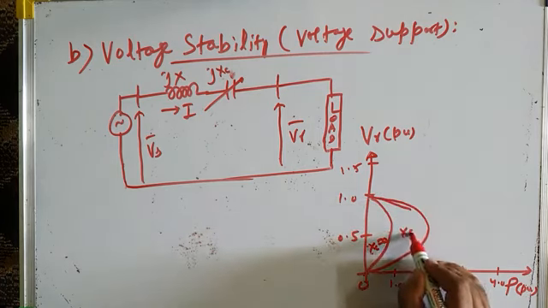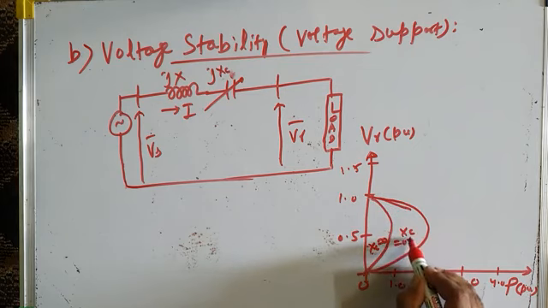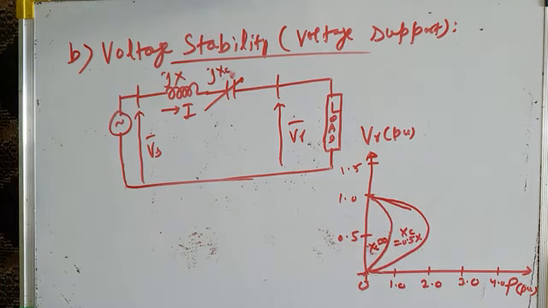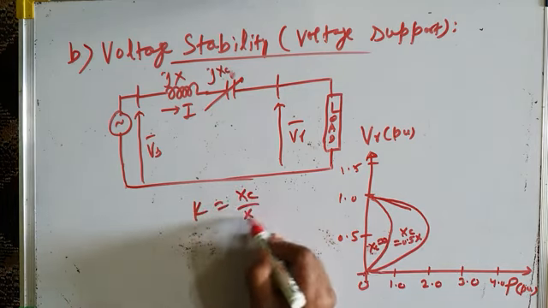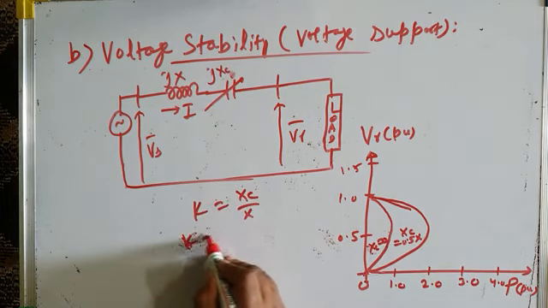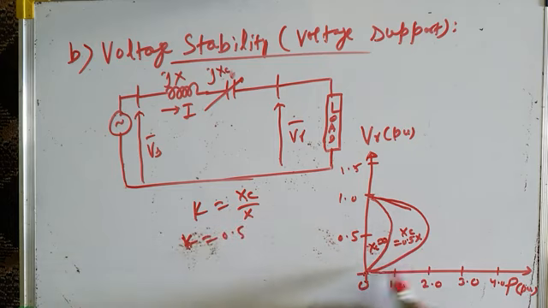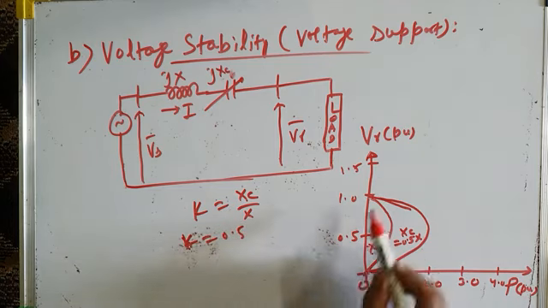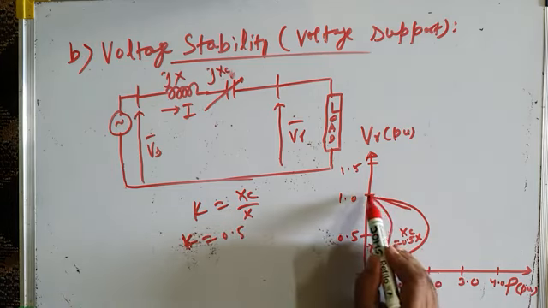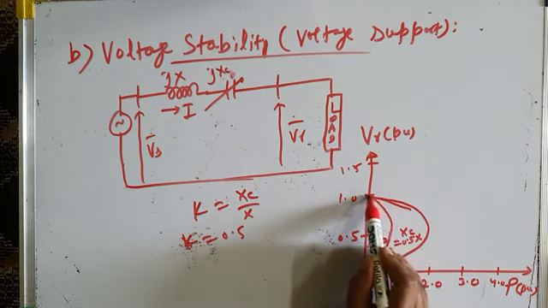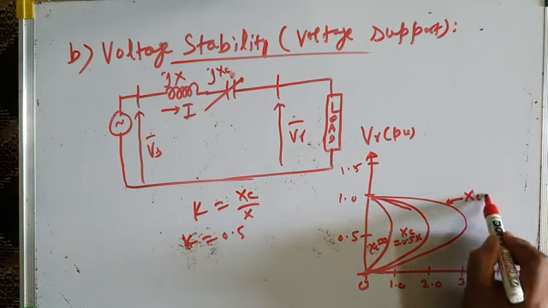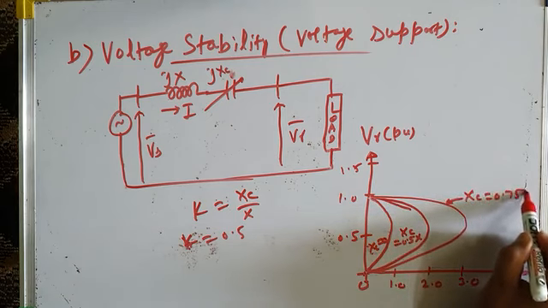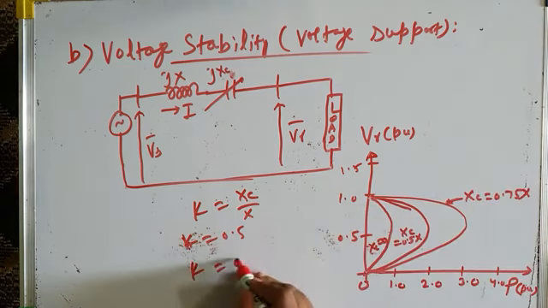This is for XC equal to 0.5 X. That means k, which is equal to XC by X, is 0.5. When 50% degree of series compensation is 0.5. And if we further increase the degree of series compensation, then our graph may become like this. This is for XC equal to 0.75 X. That means k equal to 0.75.